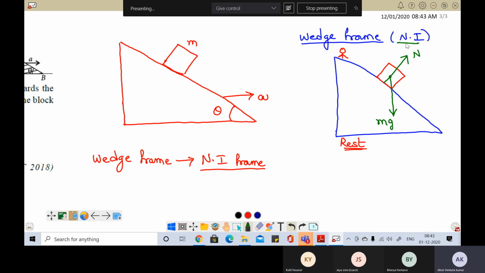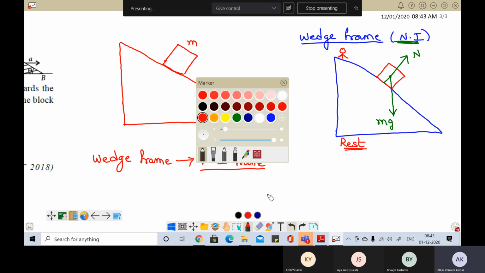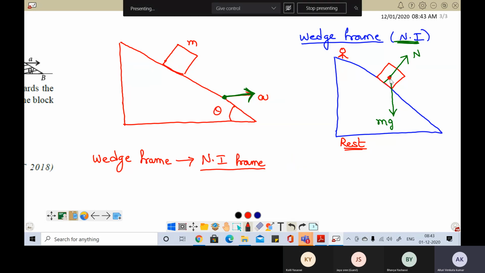Why? Because we are solving on which frame? Non-inertial frame. To apply Newton's laws, we have to apply pseudo force. Pseudo force is applied in which direction? Opposite to the acceleration of the non-inertial frame. Here the wedge is moving to which side? So the pseudo force should be drawn on the left side. Very good. This is very, very important. This is the pseudo force.